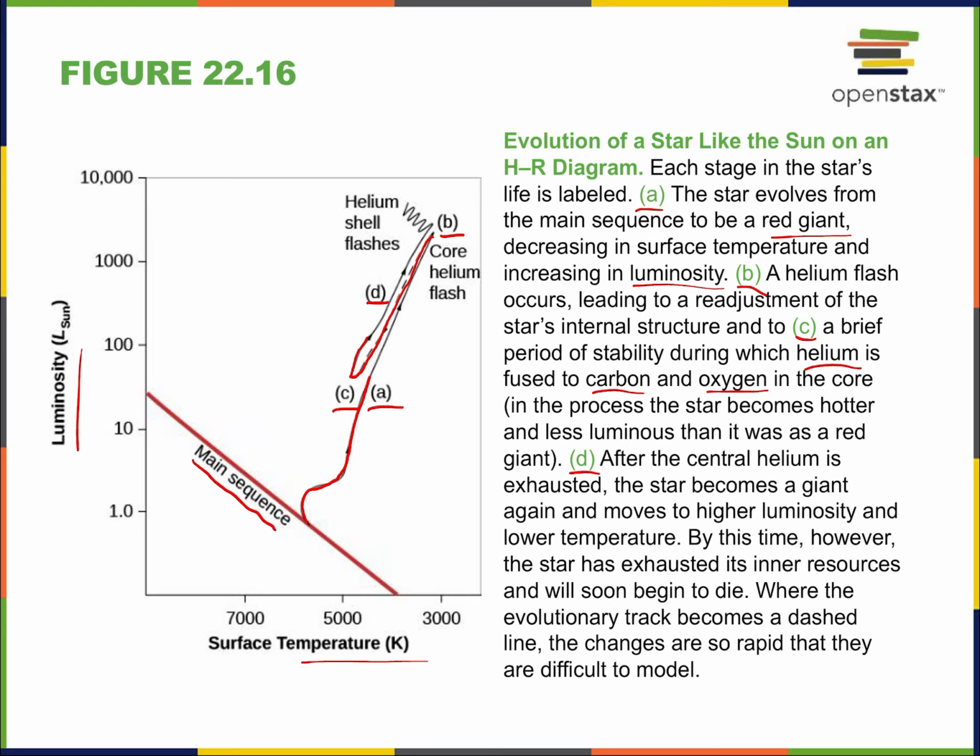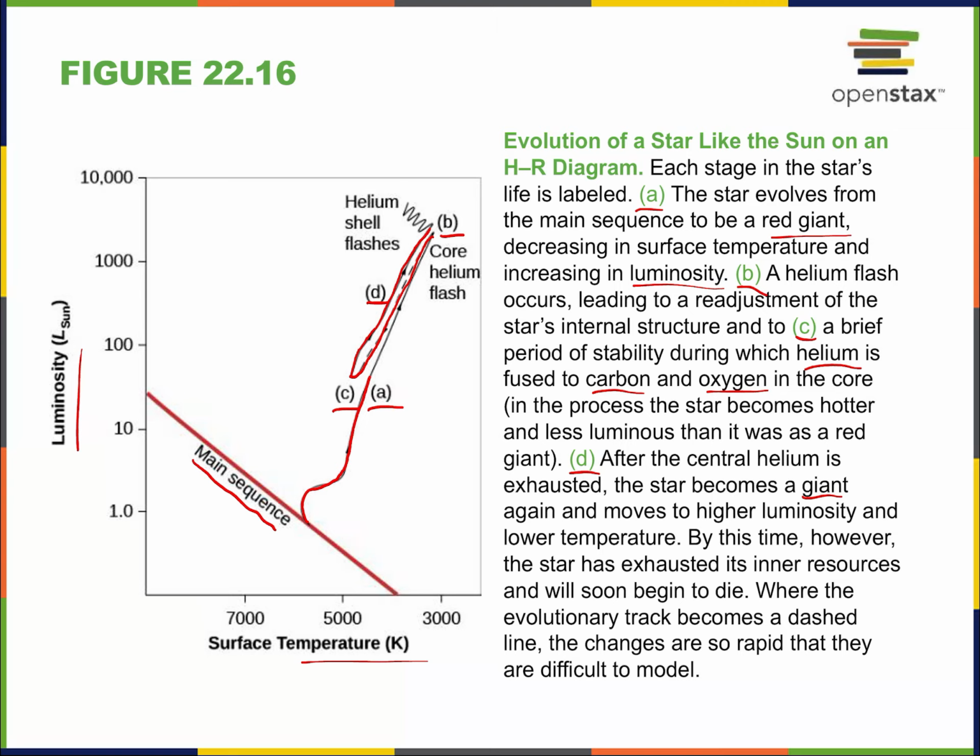Well, after the central helium is exhausted, obviously we ran out of fuel again. Every time we run out of fuel, what starts happening? The core starts collapsing. As the core starts collapsing, that heat has to go somewhere, thus expansion of the star, cooling of the surface temperature. Okay, so the star becomes a giant again and moves to higher luminosity. Okay, so it's going up, all the way up.